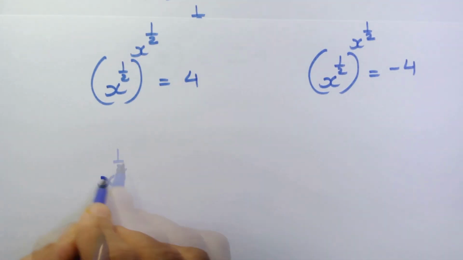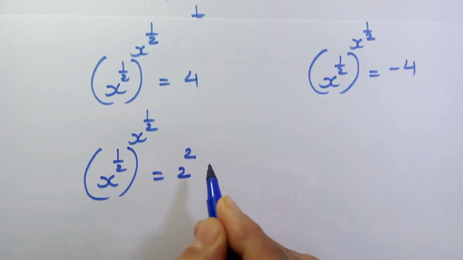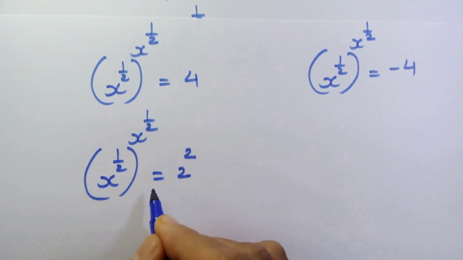Here we can write 4 is equal to 2 square. We have same base and exponent here at both the sides.